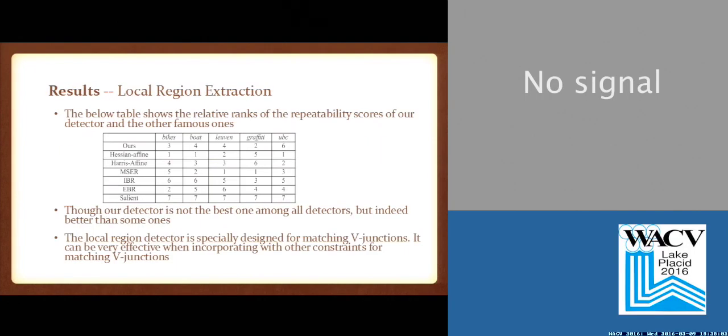And finally, the results. First is the local region detector. The table below shows that our detector is indeed better than some other famous ones. And besides, it can be very powerful and effective for matching V junctions when incorporated with the other strategies described above.